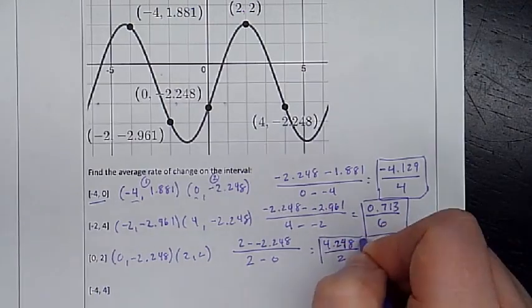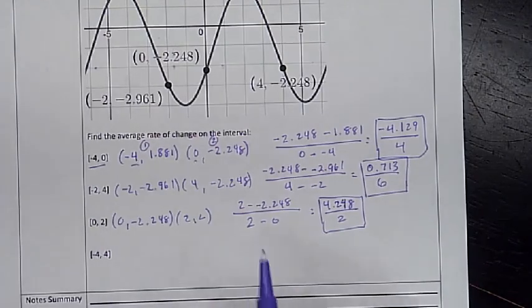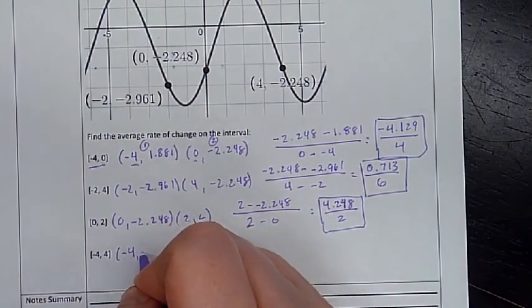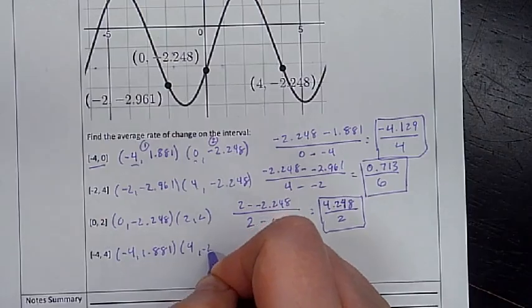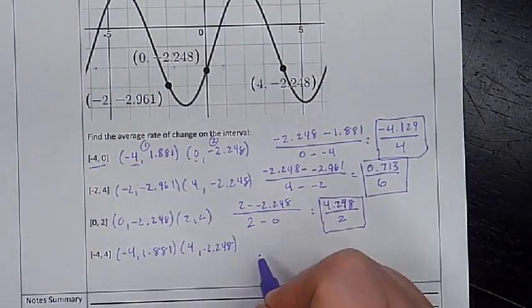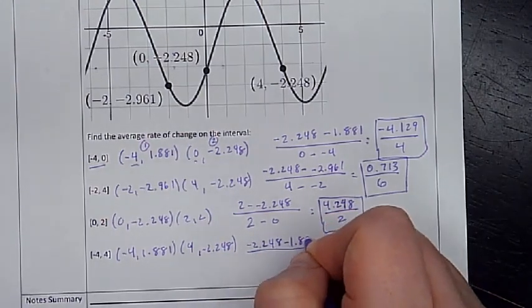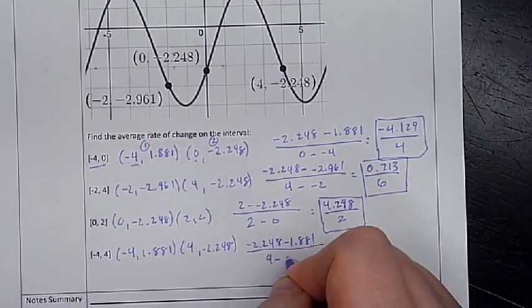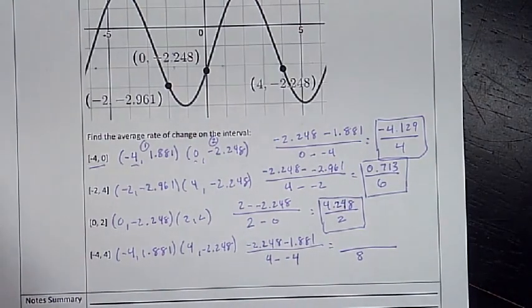The last one that they asked me for is negative 4 to 4. So I have negative 4, 1.881, and I have 4, negative 2.248. Do my setup, negative 2.248 minus 1.881 over 4 minus negative 4, which gives me 8 in the denominator, and my numerator is negative 2.248 minus 1.881, negative 4.129.